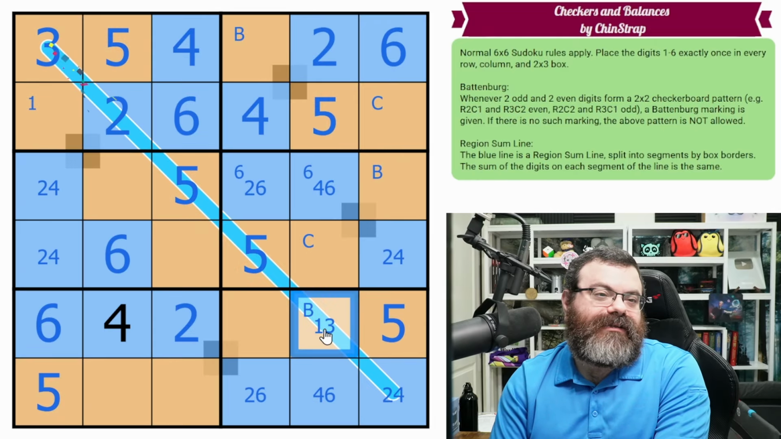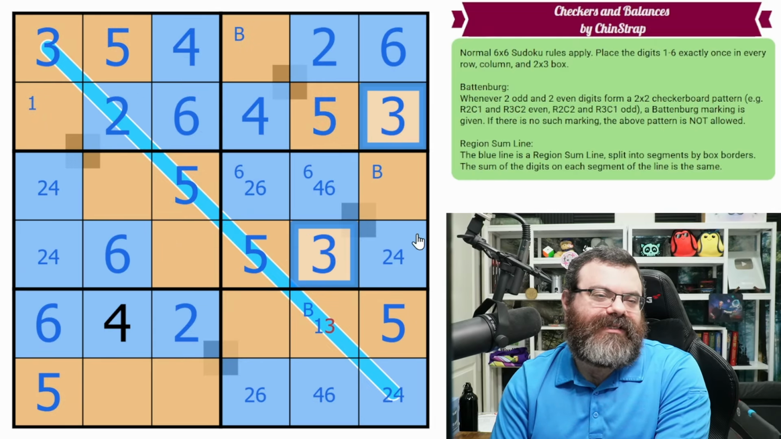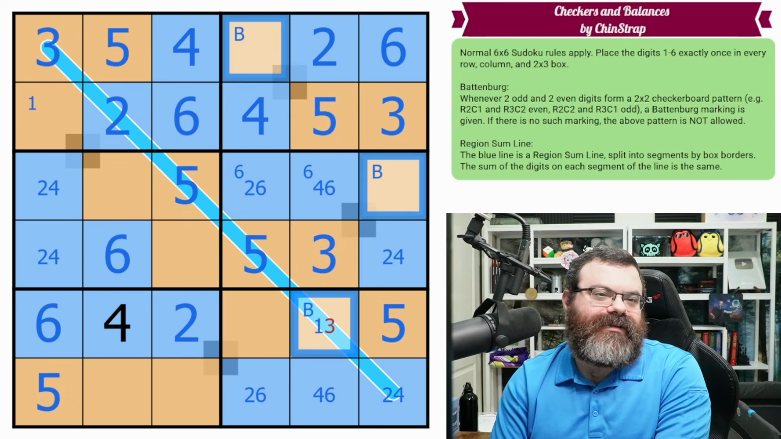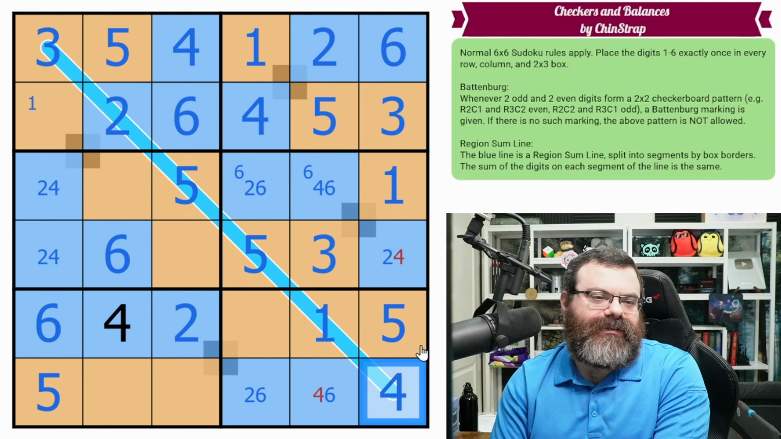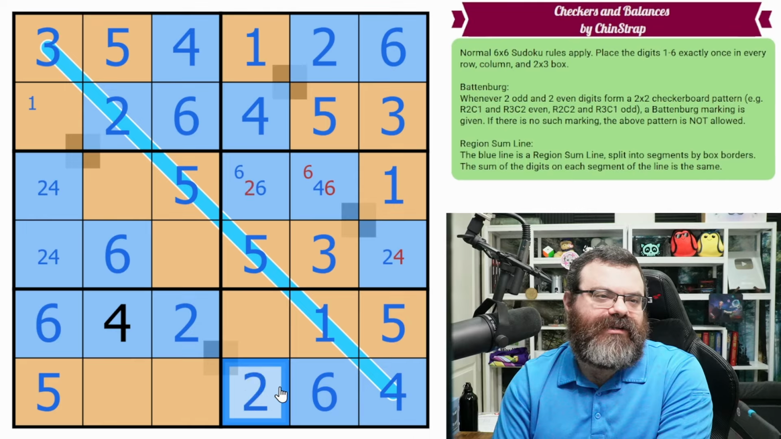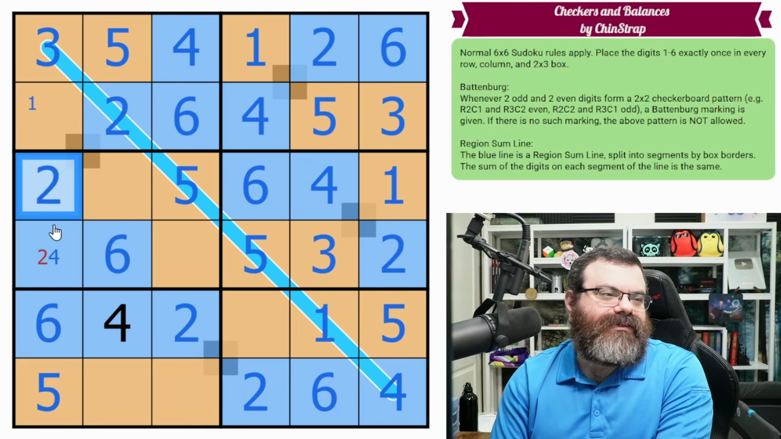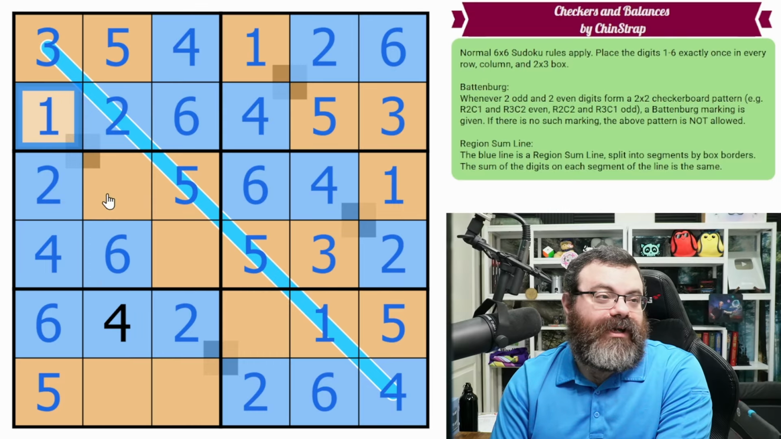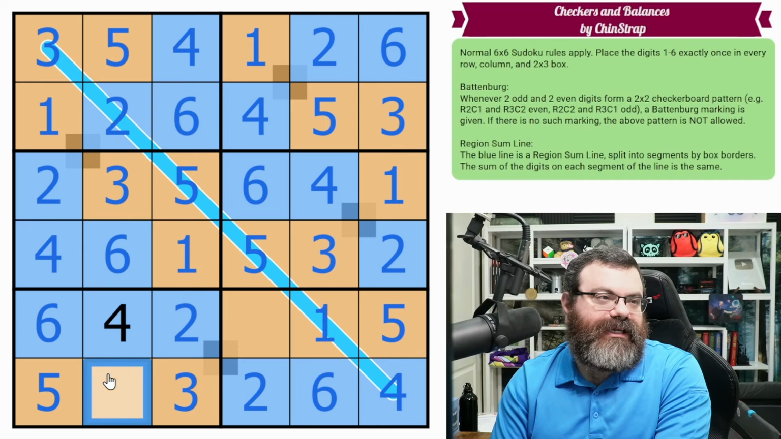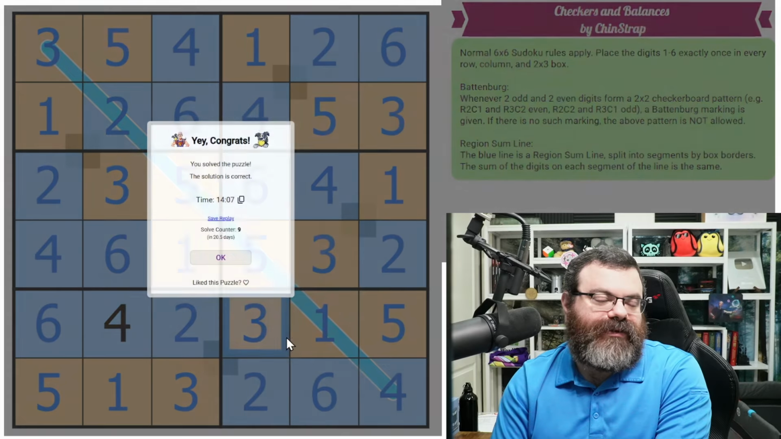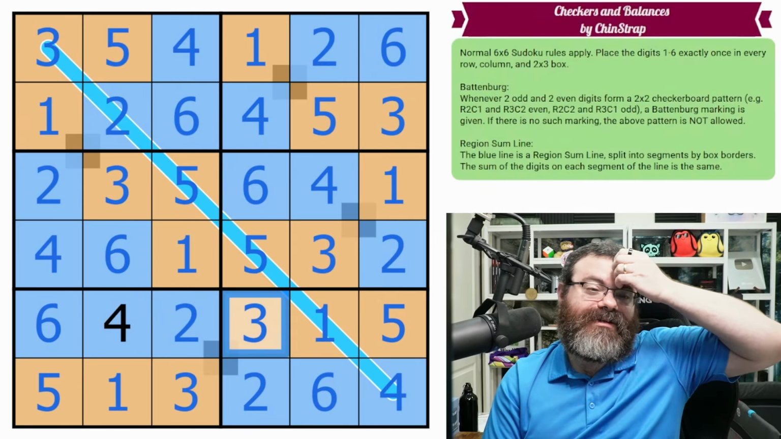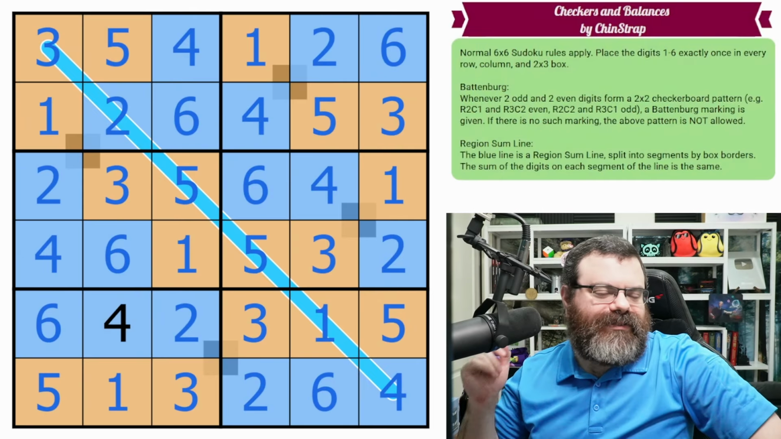And that makes B... Sorry, I'm in the wrong mode. C is 3, and that makes B 1. And 1 plus 4 is our 5. So that should finish all our blues. 2 and 4. All right. That's our 1. And now we should be able to finish all the odds as well. 3 here, 1 here, 3 and 1 and 3. Very nice. All right. That took me a bit to figure out, but it was a cool puzzle, ChinStrap.